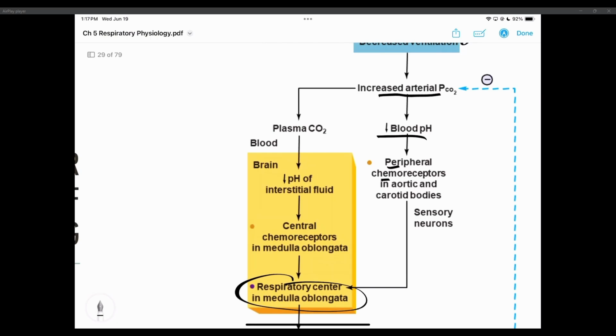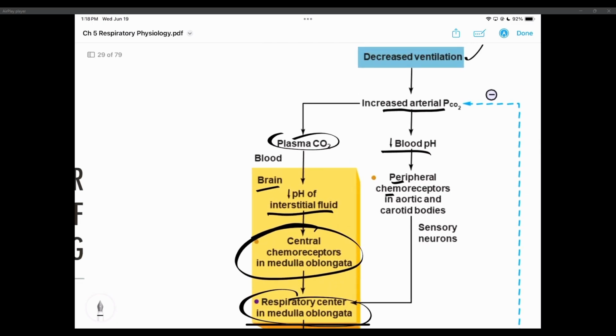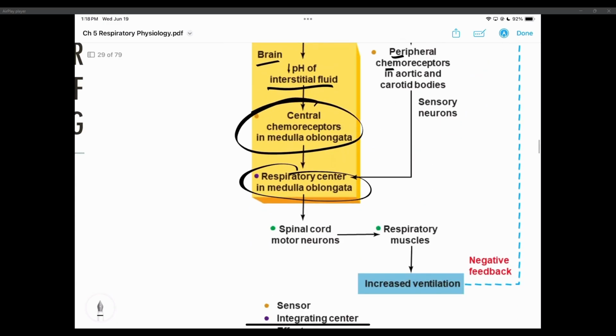The plasma CO2 also by itself can get to the brain, causing decreased pH of the interstitial fluid within the brain, activating your central chemoreceptors in your medulla oblongata. Again, we need to increase our respirations to drop our CO2. So these are the responses that our body takes in response to decreased ventilation. Remember, CO2 is the main drive for breathing.